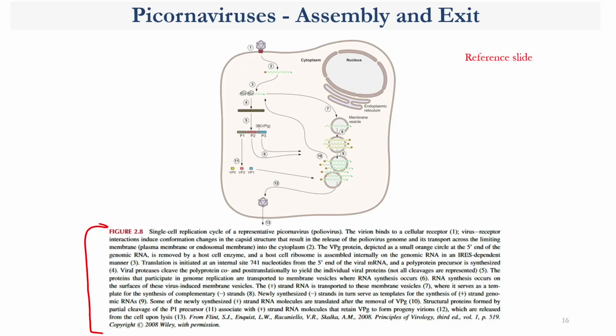So let's go over the steps. What's step one? Look at the figure. Binding. Then what? Okay, you send the genome in, or you induce receptor-mediated endocytosis, and you are in the endosome. Then what? What happens then? Yeah. Sorry, say that again. Okay, you're going to translate the viral proteins, and then what?